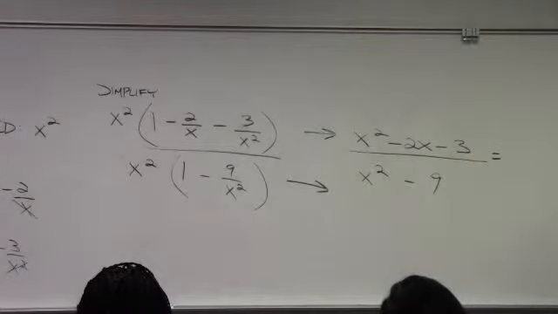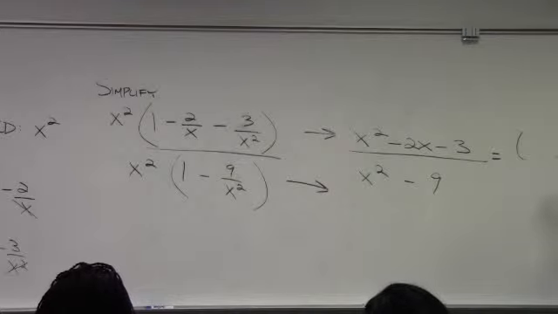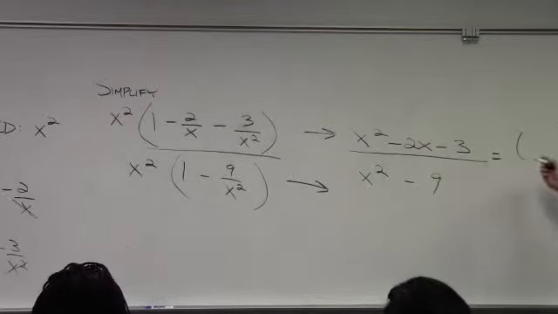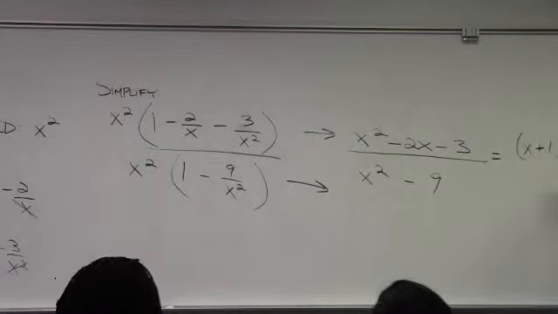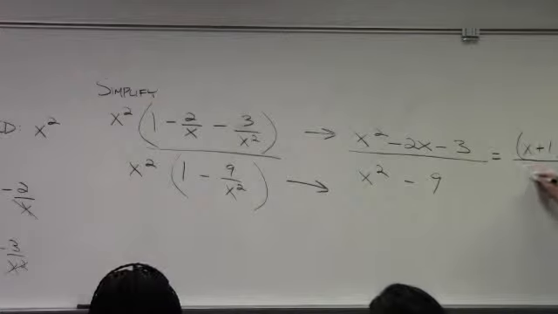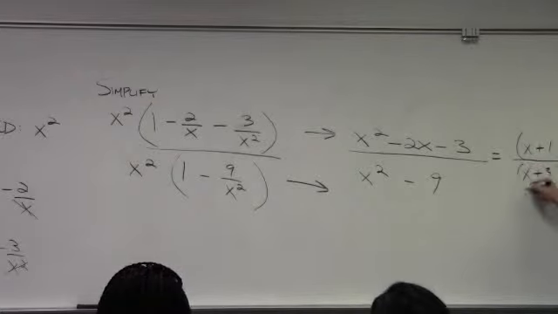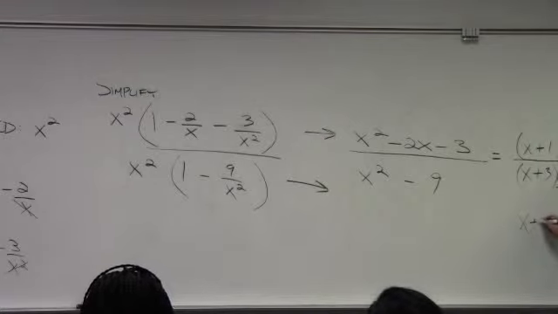x squared minus 2x minus 3. Are there any factors of negative 3 that add up to negative 2? 1 and negative 3. And x squared minus 9 is a difference of squares. Do I have anything that cancels out there? x minus 3, leaving me with x plus 1 over x plus 2. Correct.